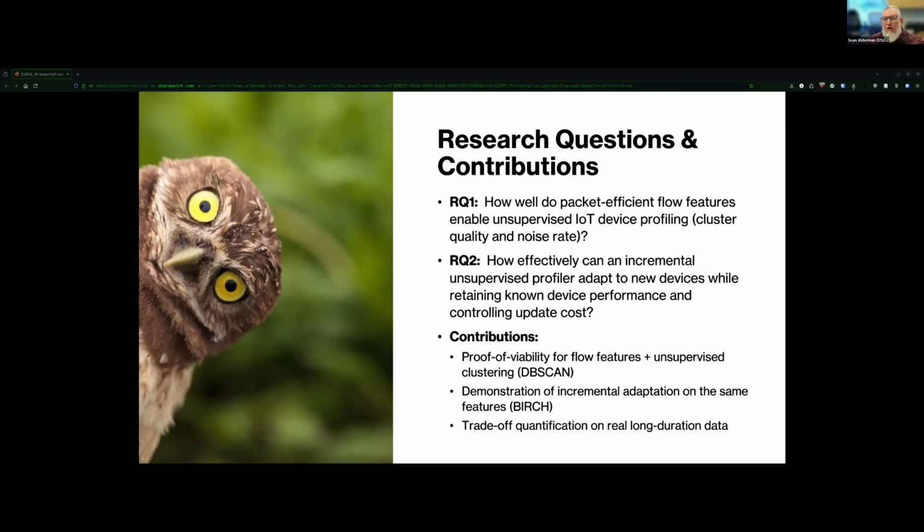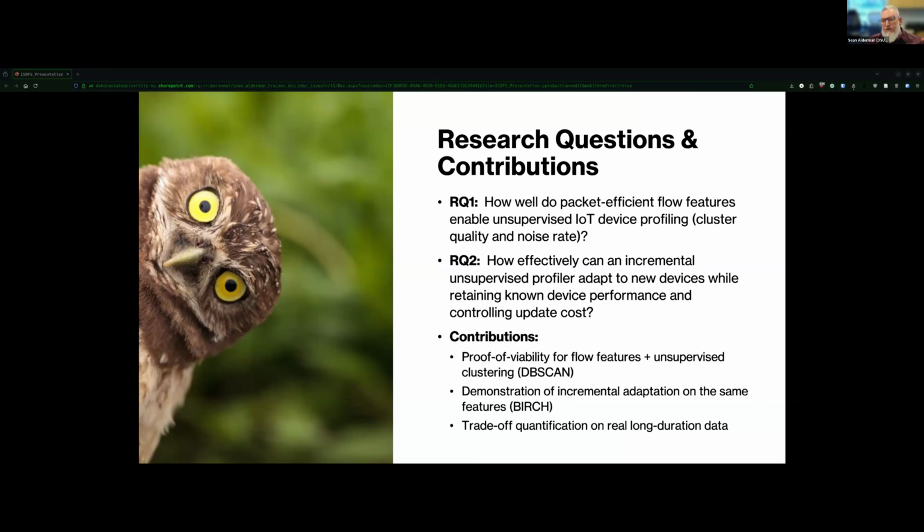So our two research questions are: how well do packet-efficient feature flows actually enable high-quality unsupervised IoT device profiling, measuring cluster quality and noise rate? And once those features are engineered, how effectively can an incremental unsupervised profiler adapt to new devices while still retaining performance on known devices and keeping the update cost low?